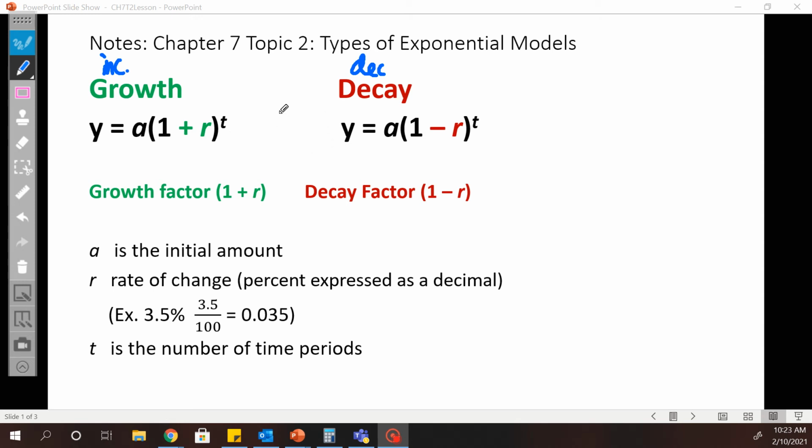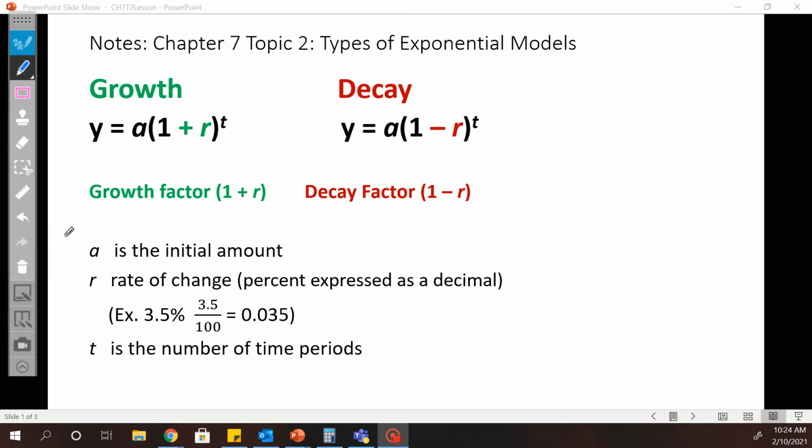If we use the formulas, there's one formula for each. They're very close. Just in the growth formula, you add the rate to 1 to create the base of the exponent, and for the decay formula, you subtract the rate from 1 to create the base of the exponent. The base of the exponent in each formula is referred to as the factor. So whether it's the growth formula, then it's the growth factor, or it's the decay formula, then it's the decay factor.